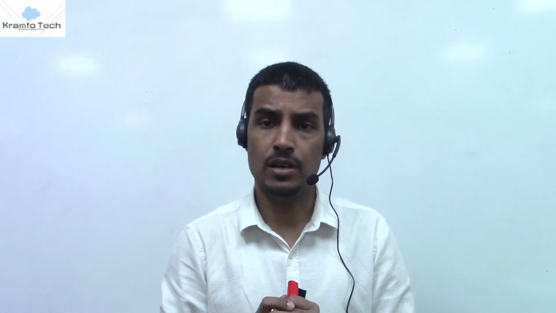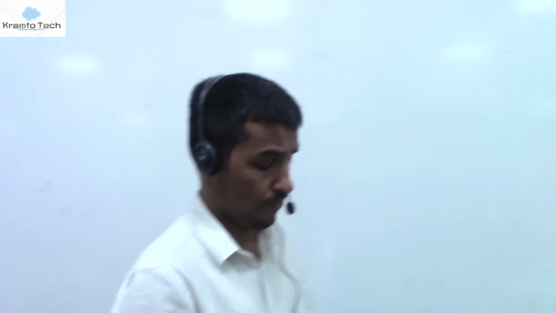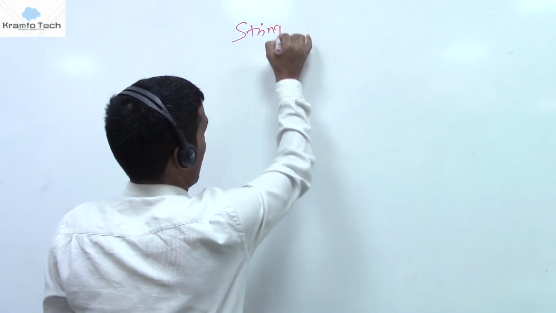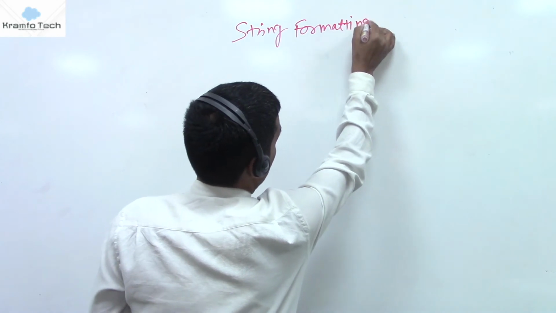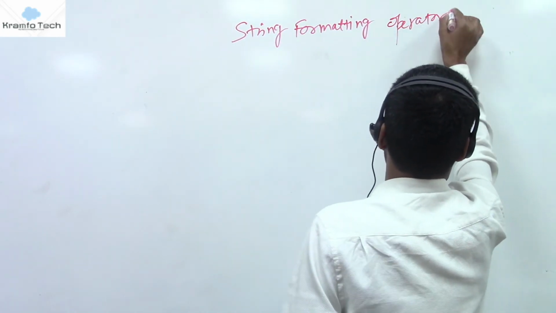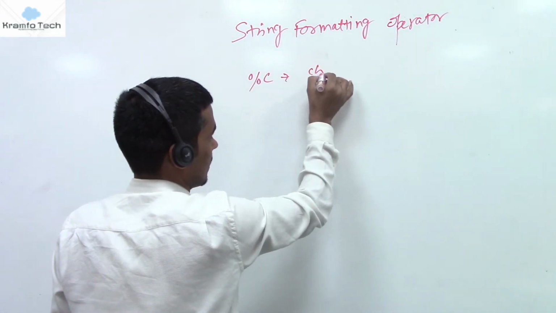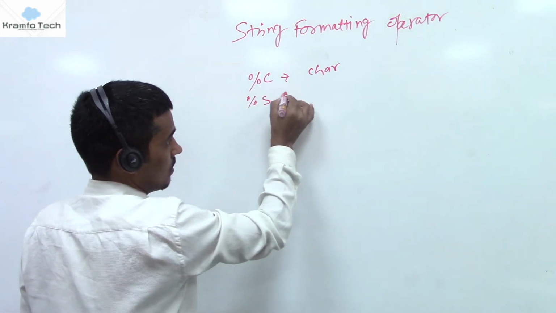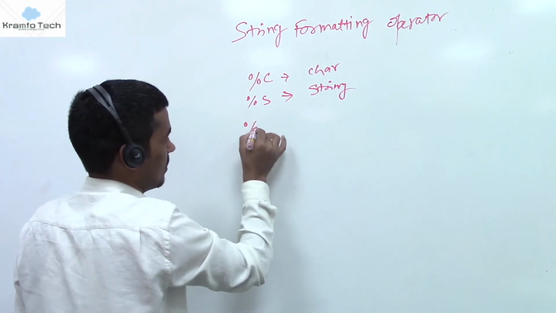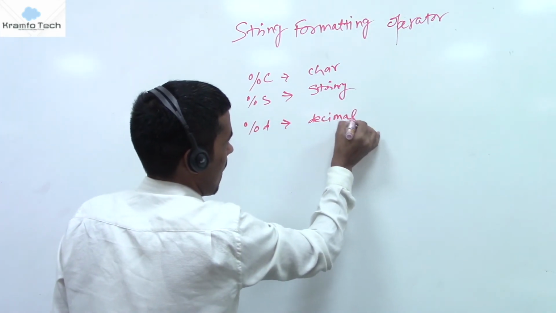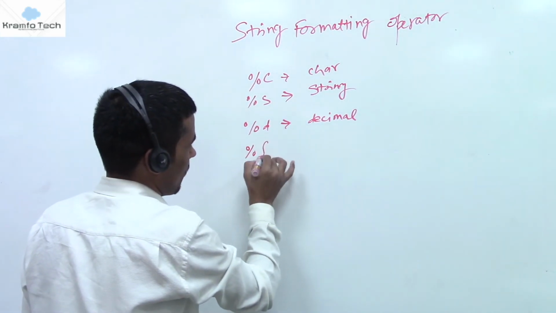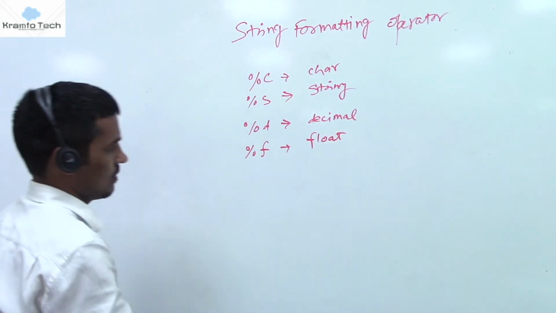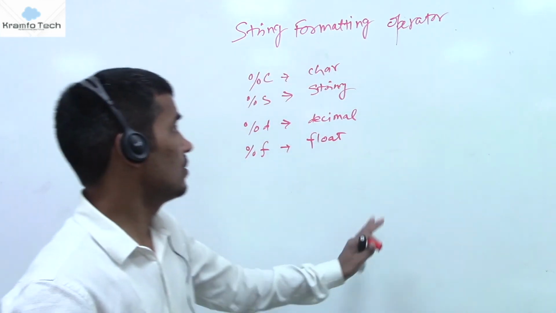Now the other topic is string formatting operators. Sometimes we want to print a specific type of data, and these string formatting operators help us get that output along with print functions. A few string formatting operators: %c for character, %s for string, %d for decimal number, %f for float, and many others like %b for boolean. So these are the string formatting operators.